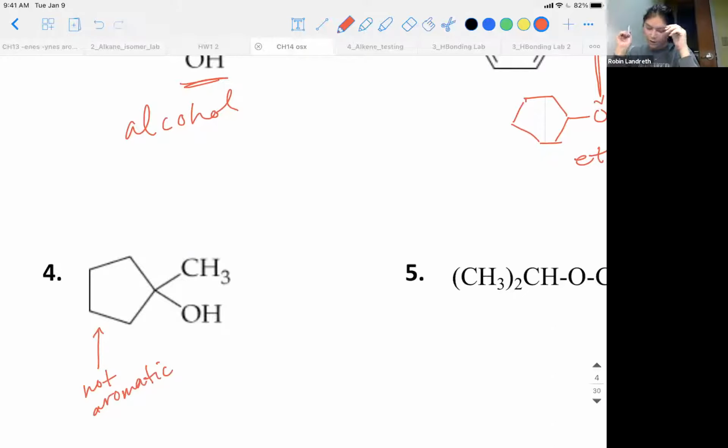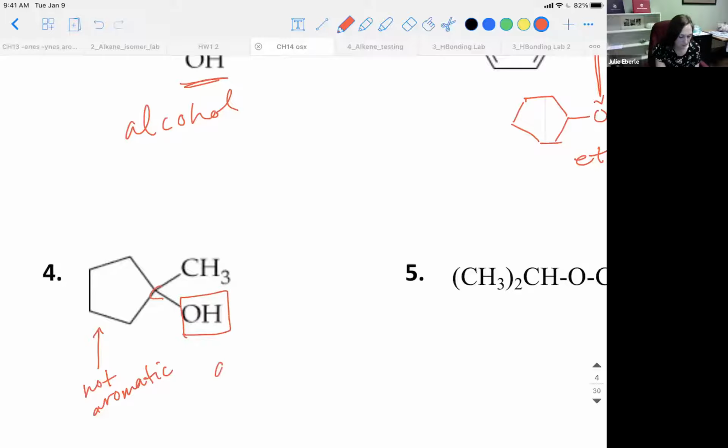Robin: a phenol is going to have an aromatic. Yes, it's got to be an aromatic bonded to an OH group. Okay, that'll help me, thank you. Yep, so this is an alcohol because you have a carbon bonded to an OH group.